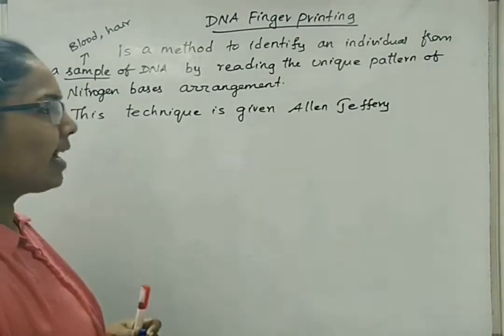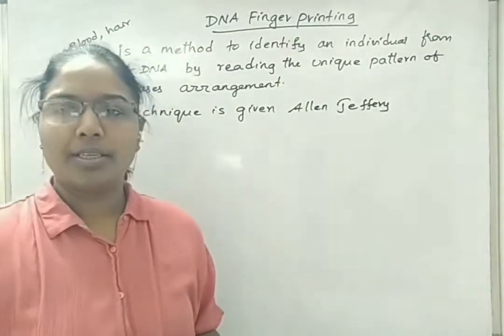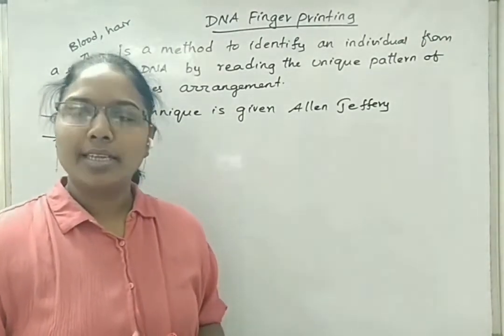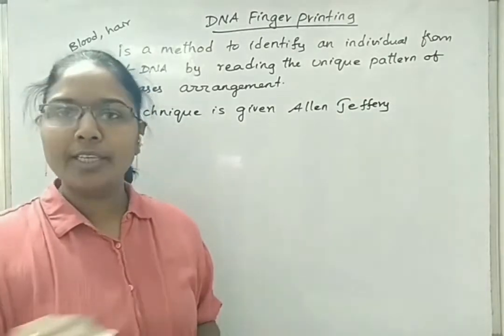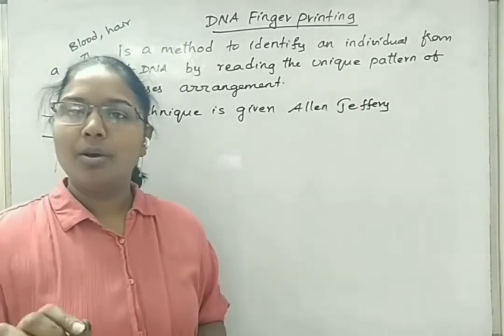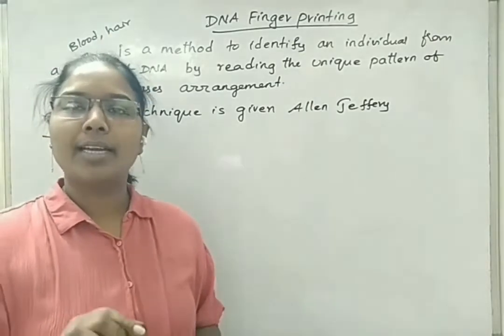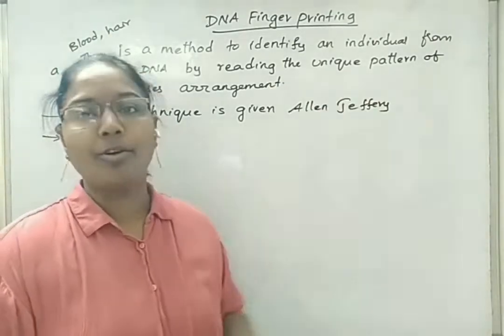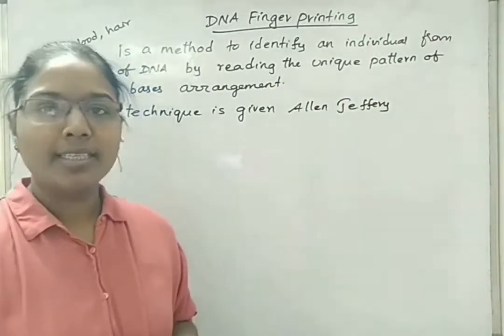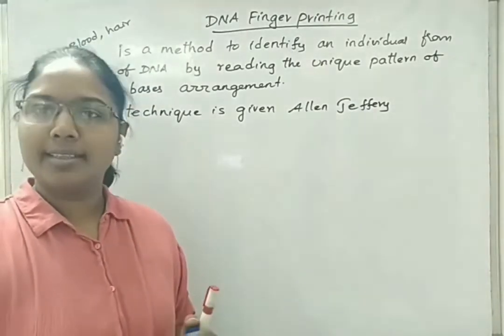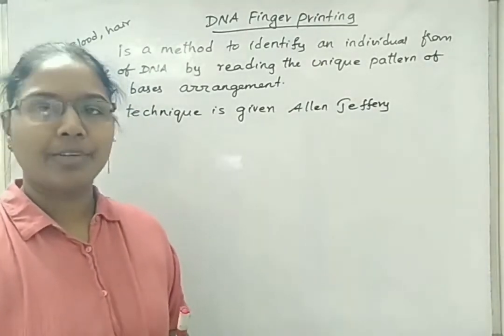First, we should have one basic idea that among all organisms present in the universe, 99.9% of the nitrogen base sequence is the same. Only 0.1% of the arrangement, the unique pattern of nitrogen base arrangement, is different. That is what shows the diversity of one organism from another organism.